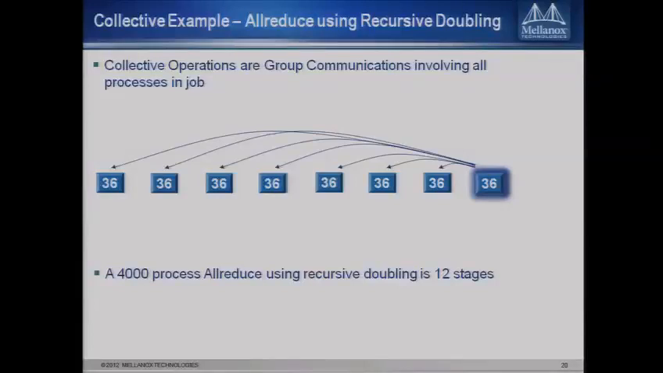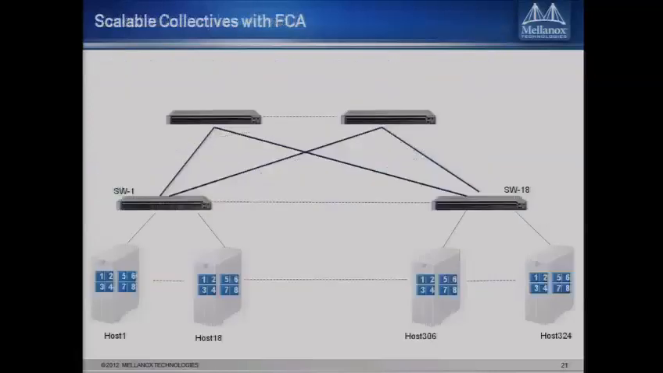So a 4,000 process Allreduce using recursive doubling takes 12 stages. So there I took 3 stages to do it. If I had 4,000 of these, it would take me 12 stages. So that's a lot of packets being sent around the network. So let's look at how FCA might do this. Instead of using recursive doubling, it uses its own FCA optimized algorithm.